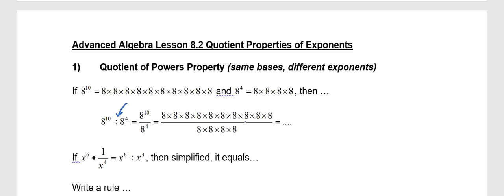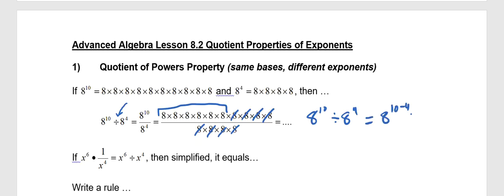eights multiplied, and we can begin to knock these out in pairs. Every time I cross an 8 out in the denominator, I cross one in the numerator. There's a second pair, and a third pair, and a fourth pair. So what we wind up with is 6 eights multiplied. So we should be able to quickly see that 8 to the 10th divided by 8 to the 4th is nothing more than 8 to the 10 minus 4, which is 8 to the 6th.